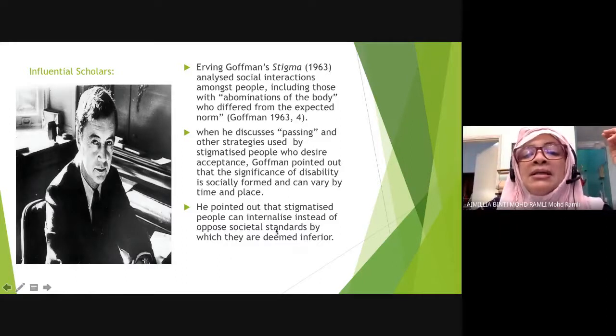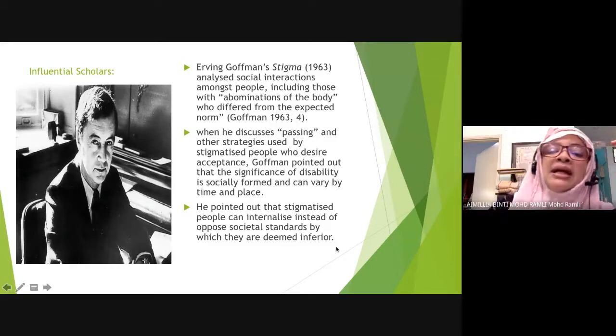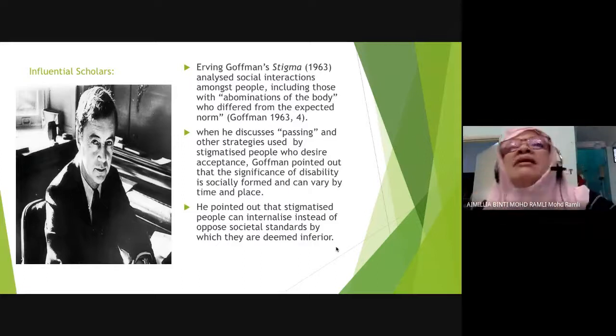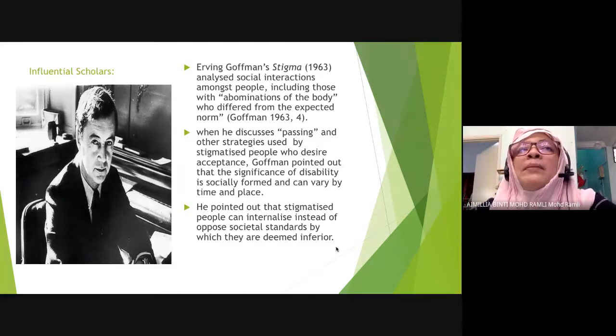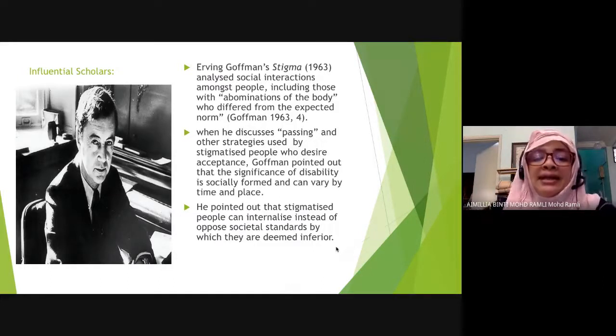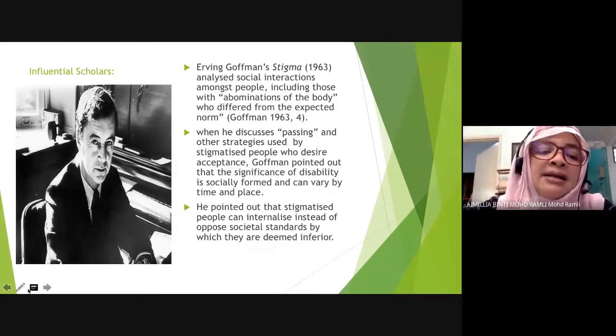He pointed out that stigmatized people can internalize instead of oppose societal standards by which they are deemed inferior. So they can internalize it. They feel that they are inferior. When people treat disabled people as being inferior, sometimes disabled people also can internalize. They feel that they are inferior because they are being treated like that by society.